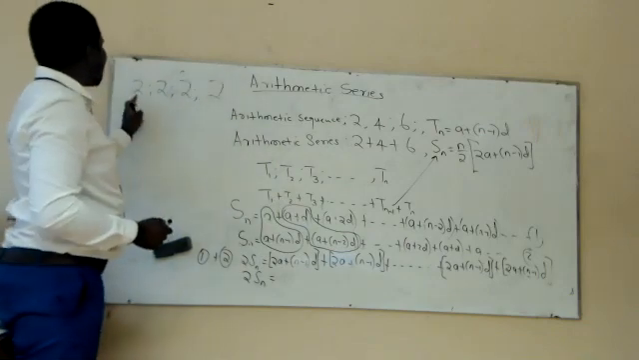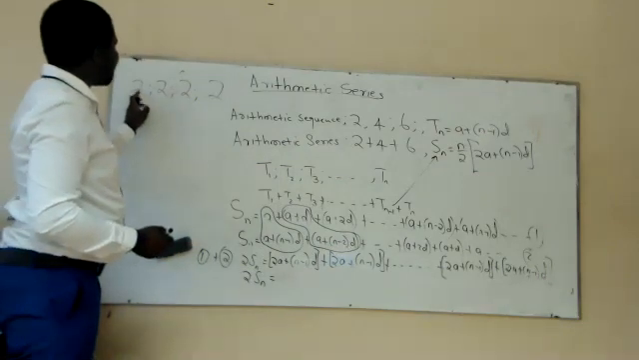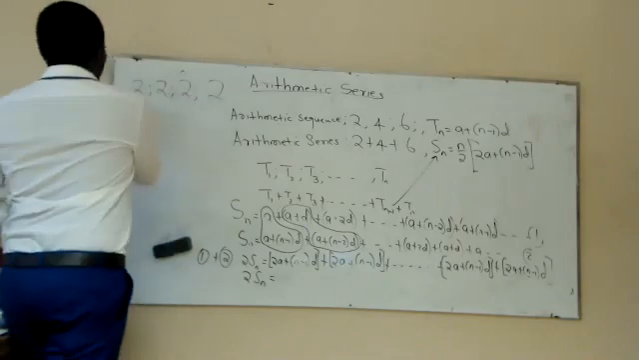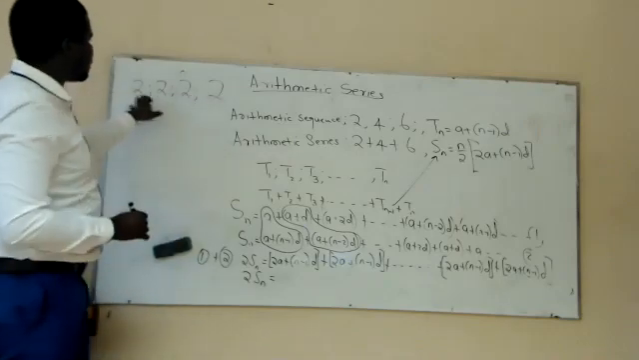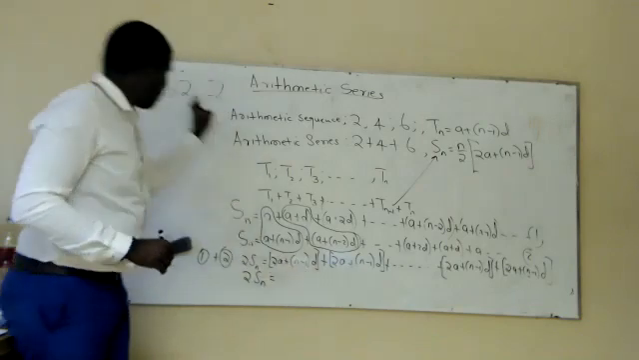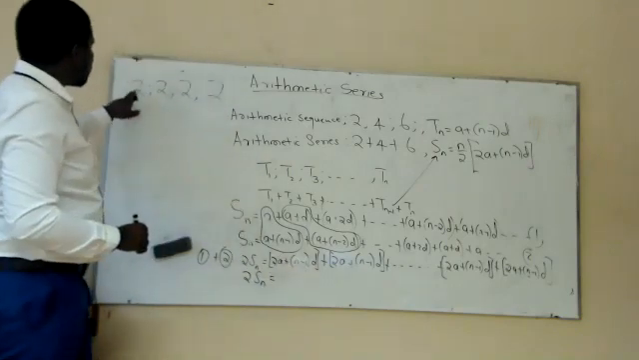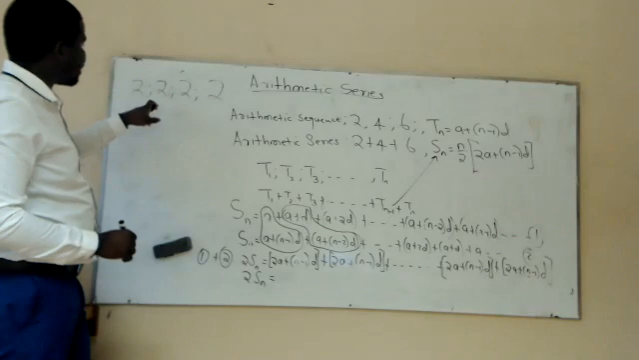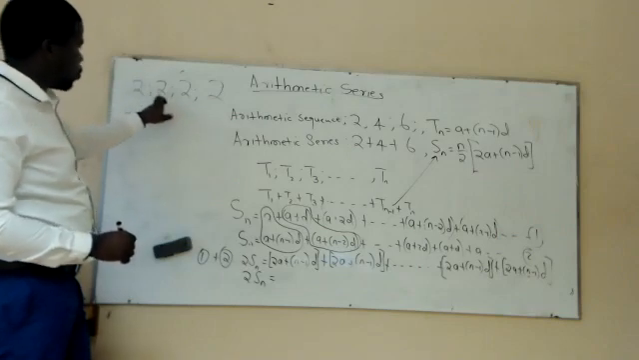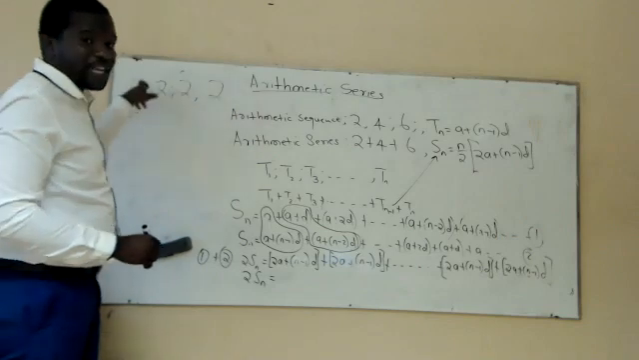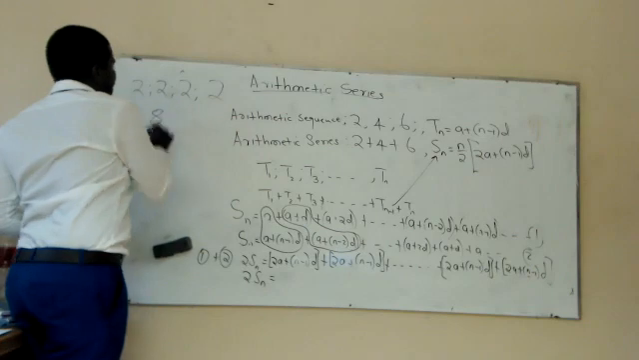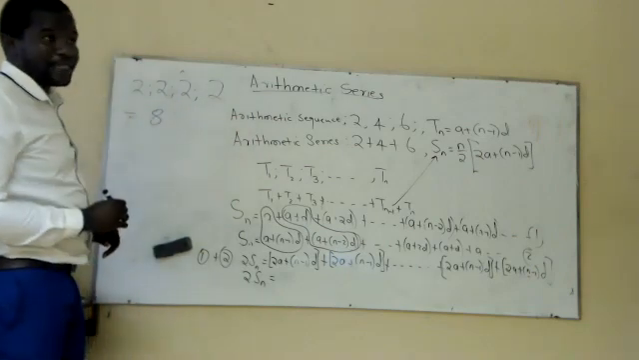So if we have how many 2s? 1, 2, 3, 4. What is going to be the sum of these 2s? I'm going to apply the same principle here. You must understand what you're going to do there. So how are we going to obtain the sum of this? We can obtain the sum by adding all of them. When you add all of them, you are going to get 8 in that case.